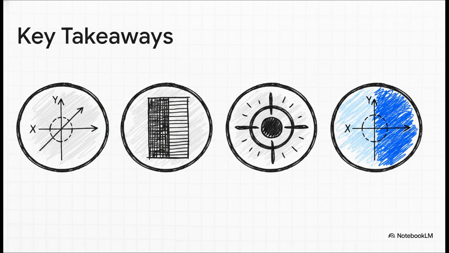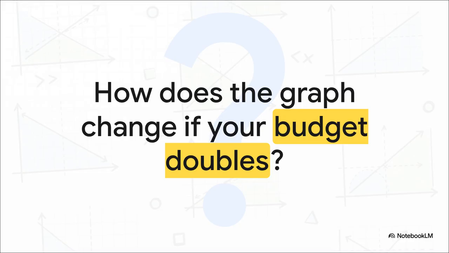And finally, recognize that the shading isn't just coloring, it represents an entire territory of infinite valid solutions. I want to leave you with a quick transfer challenge to explore on your own. Think back to our shopping trip. If your real-world budget suddenly doubled from $20 to $40, how exactly would your boundary line shift on the coordinate plane? And what would happen to that territory of possibilities we shaded in the first quadrant?